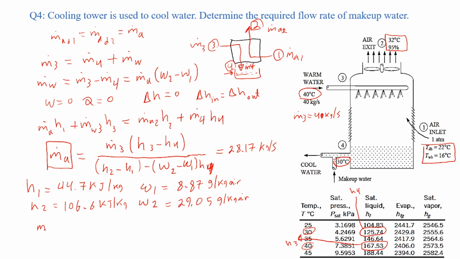So now we can calculate directly the makeup water that is required to keep the water level in the tank constant. Makeup water will be MA multiplied by delta omega, which is omega 2 minus omega 1. So we convert omega in this case to kilogram per kilogram. So the makeup water is 0.568 kilogram per second.